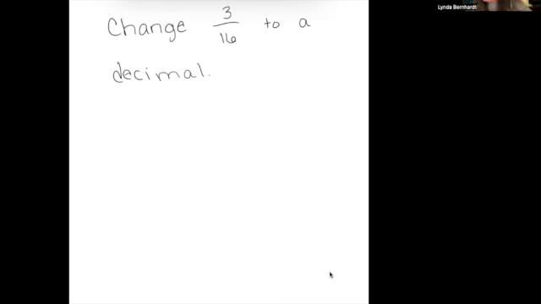Well, this is pretty much the same thing as 3 divided by 16. Or you could do 3 divided by 16. I would use a calculator. That's what I would do. Because if you type this into your calculator, you will get 0.1875. That is what you would get.